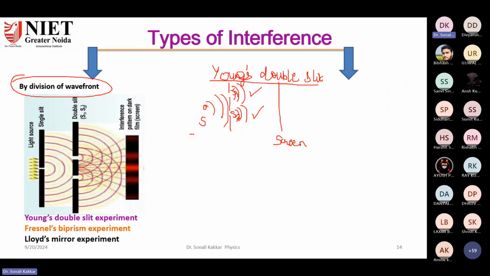Because the primary wavefront from source S is divided into two further paths from slit S1 and S2. The same wavefront is divided into two further wavefronts. That is why it is called division of wavefront. So one example of such interference is Young's double slit experiment. Other two examples are Fresnel's biprism experiment and Lloyd's mirror experiment.